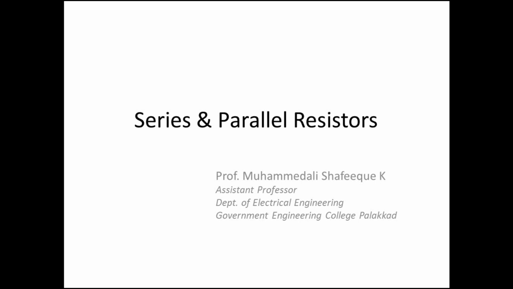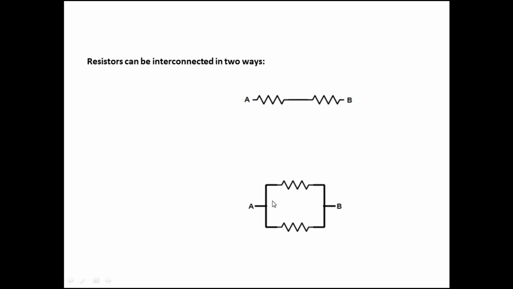Welcome all. In this lecture, we are discussing series and parallel connection of resistors. Resistors can be interconnected in two ways. In the first case, the ending point of the first resistor is connected to the starting point of the second resistor. And in the second case, the two common points of the two resistors are connected together.